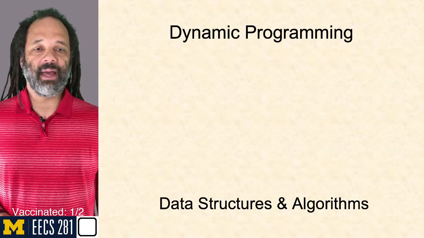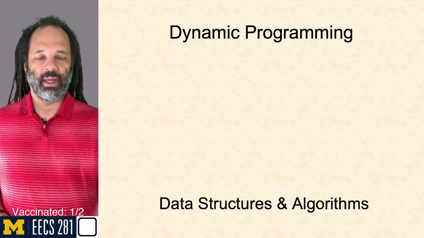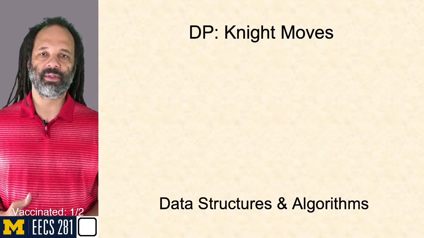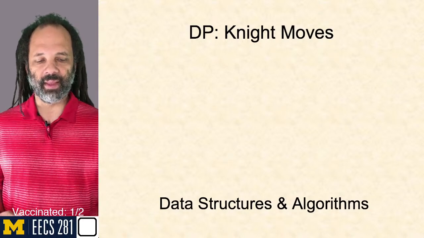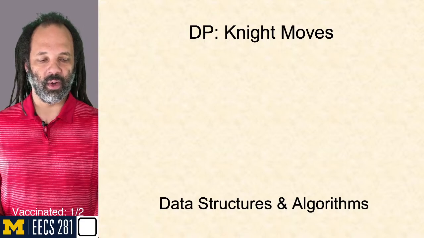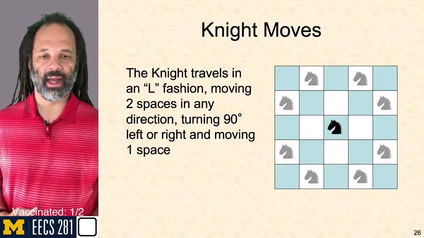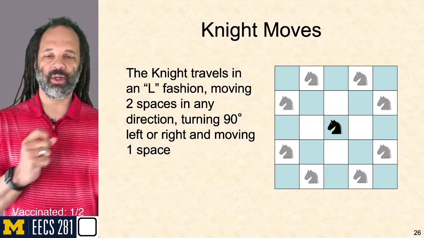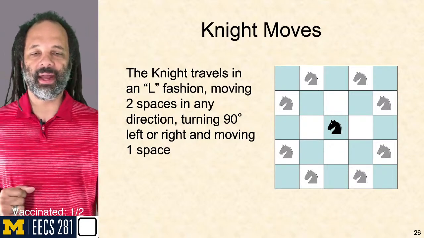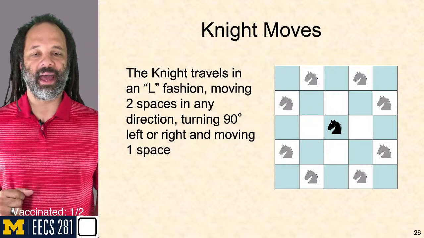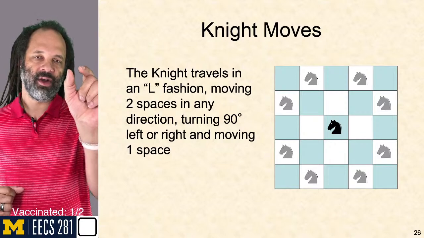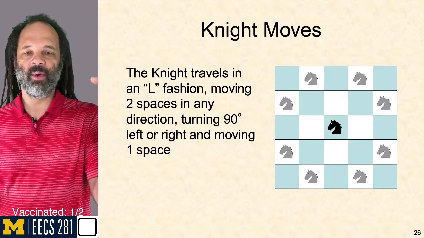So that's DP. I've got another example here. We're going to look at a new one. This is solving the knight moves problem using DP. In this one, if you've played chess or known someone who has, you might understand how some of the pieces work. If you don't, there's the only piece we're using. It's the knight. The knight has this rule for traveling that it can move 2 in any direction, turn 90 degrees left or right, and move 1 more.